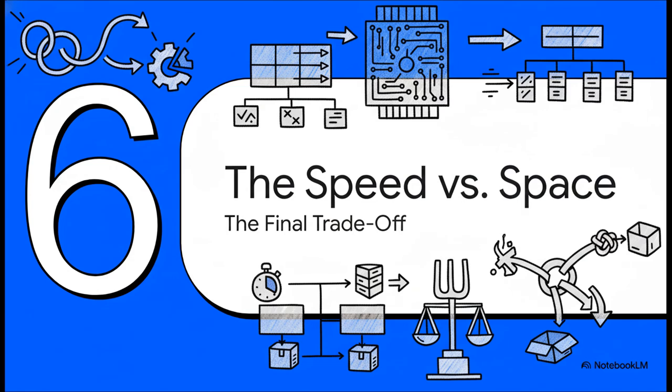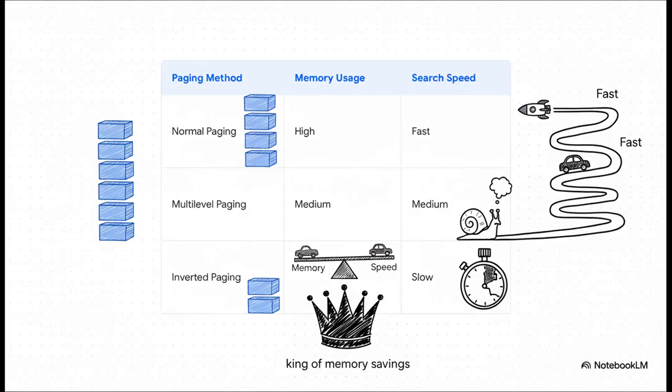This brings us to the core of so much in computer science and engineering. There's almost never a single perfect answer. It's always about making trade-offs. And this table just lays it all out perfectly. Normal paging is super fast, but it's a memory hog. Inverted paging saves memory, but boy, is it slow. And that multi-level paging we talked about, well, that's your happy medium, the compromise right in the middle. It's all about what you want to prioritize.